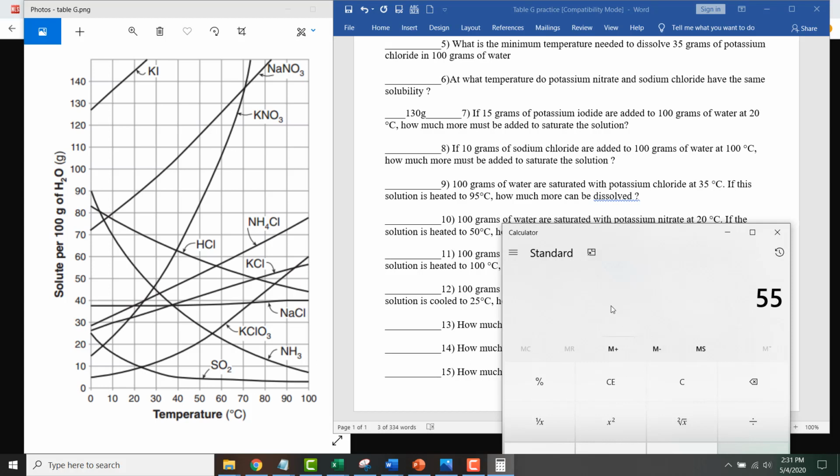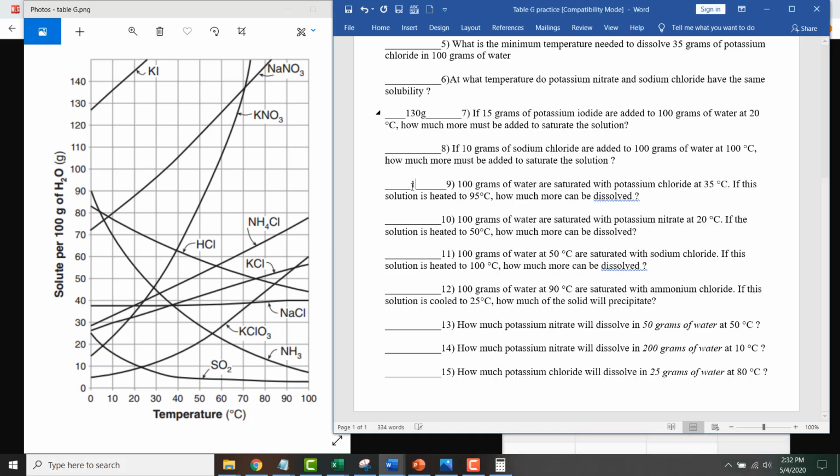So the question is, how much more can I add? If I'm down here and it's cold, and I warm it up, I can dissolve more. Notice the line goes up. So I know I can do 55 at the high point, and at the low point, I know I can do 38. The difference is 17. So our answer for number 9 would be 17 grams, because we can add that much more. Hopefully that makes sense.